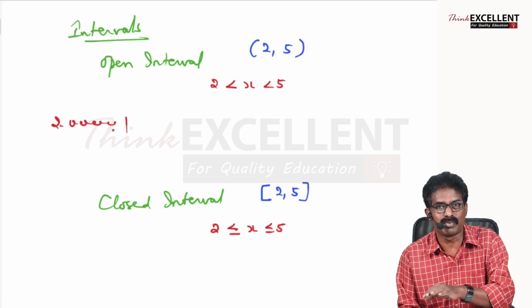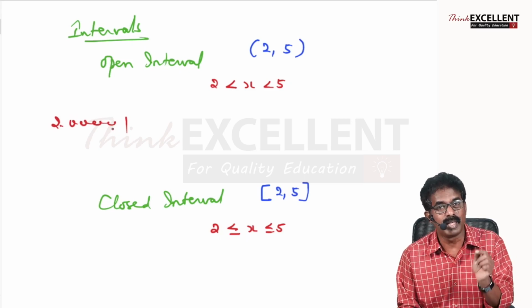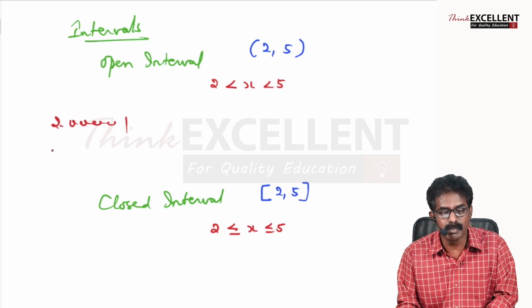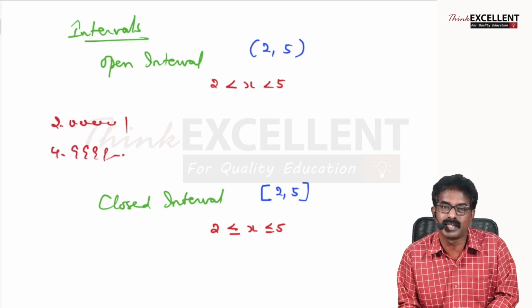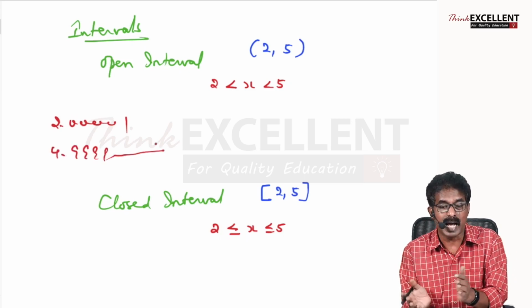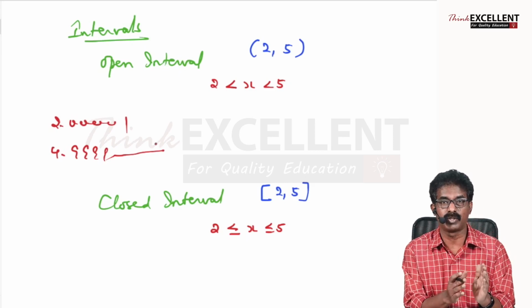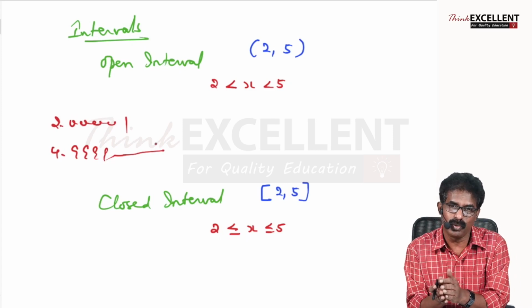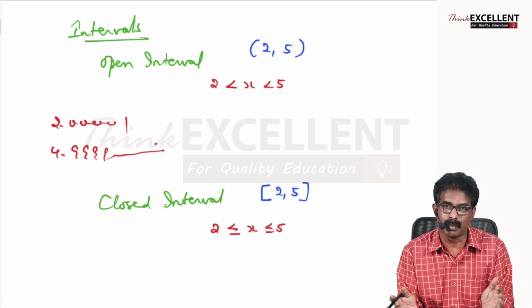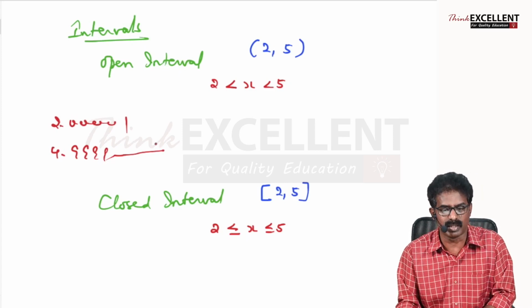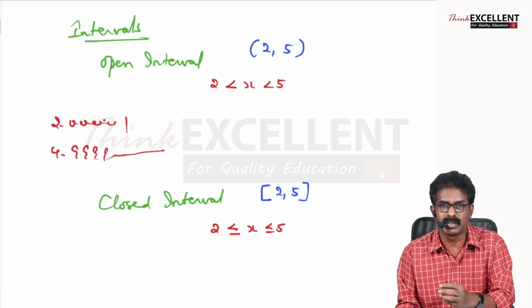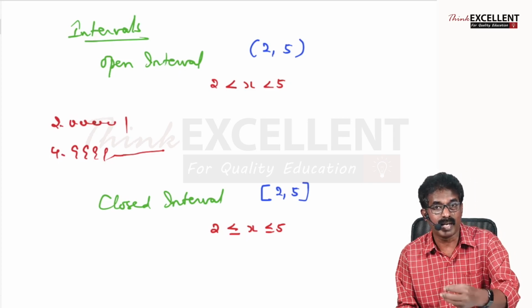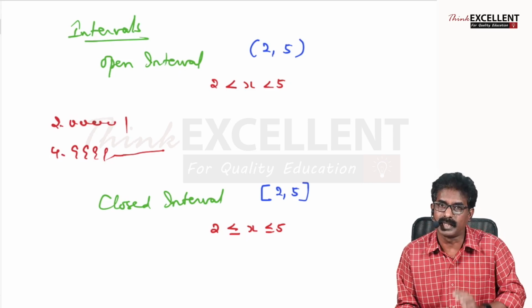Before 5 is not 4, it is very close to 5, right? Before 5 means 4.9999, like that. In the set of natural numbers, after 2 means it is 3 only, and before 5 you take 4 only. But we are talking about real numbers. We take all the decimals, everything. So we don't know exactly what the number is. So before 5, it is 4.9999, like that.